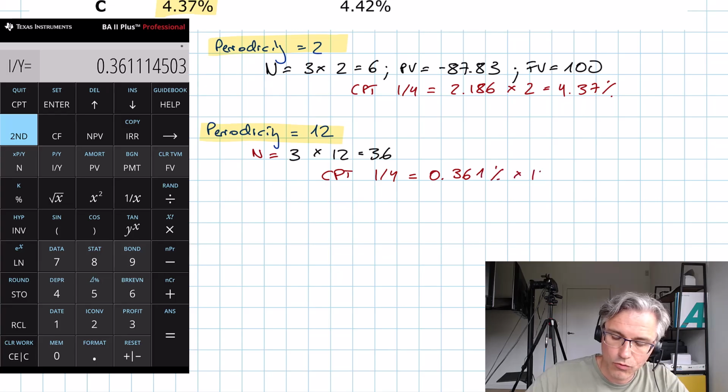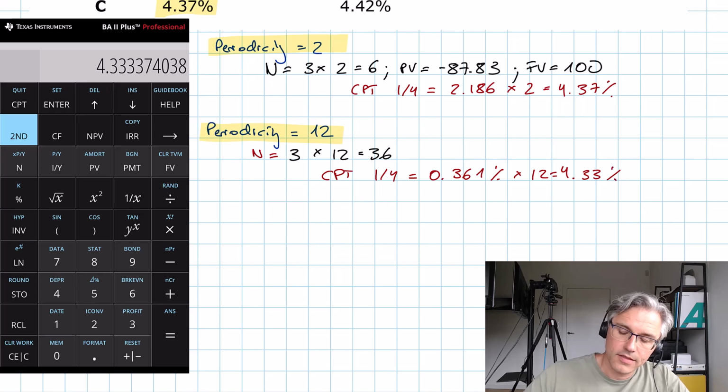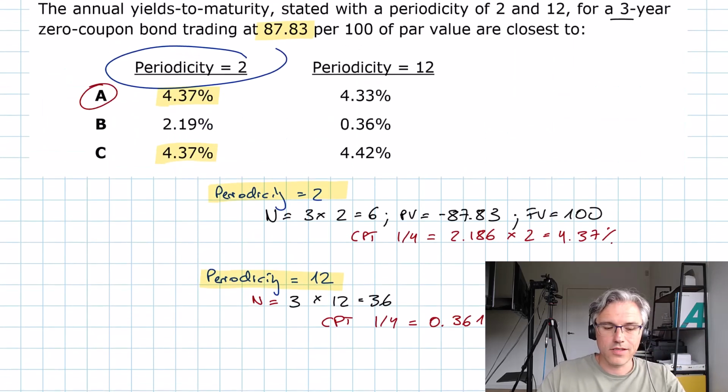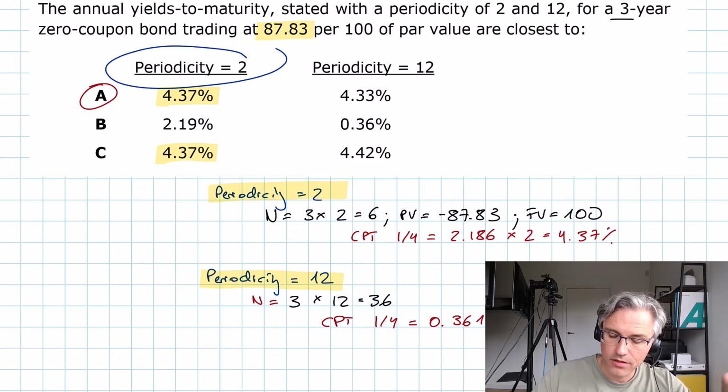0.361% times 12 is 4.33%, and that should be in line. Yes, it's absolutely in line with answer A. Now, how could you have gotten this answer without doing the second computation? Well, because of that relationship.